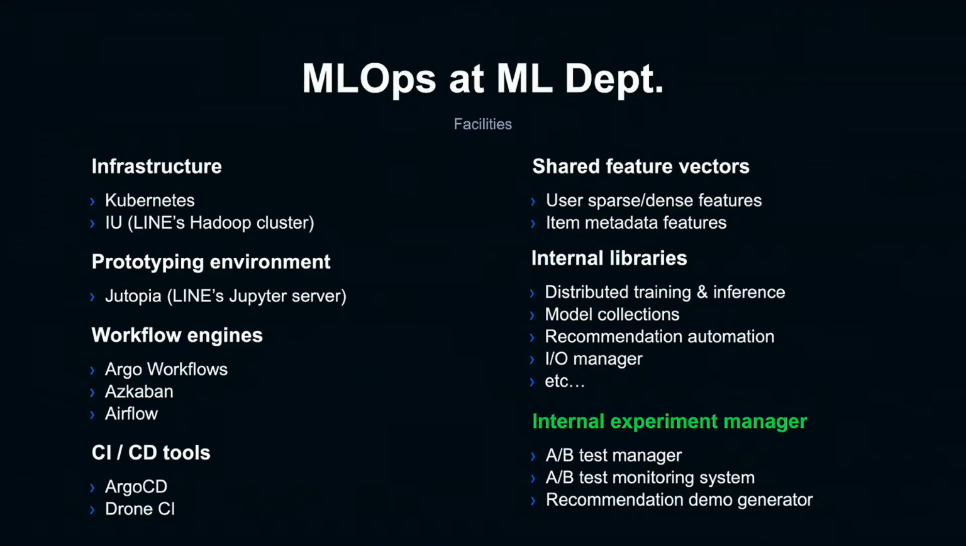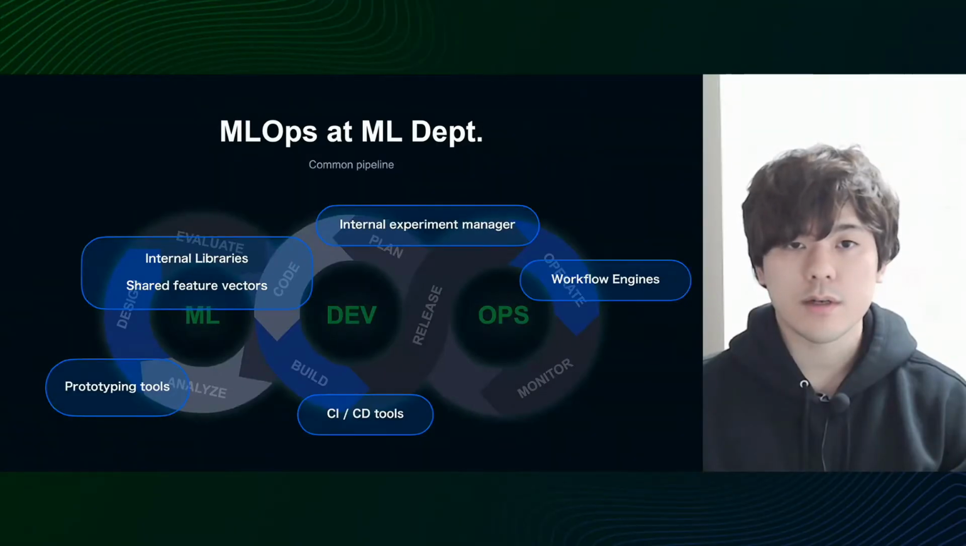In addition to the libraries, we also develop auxiliary tools to facilitate operations. For example, we develop A/B test management systems and web apps that generate recommendation demos. These tools cover these areas in the product development done by the ML department. You can see that they support each step of the ML product lifecycle.